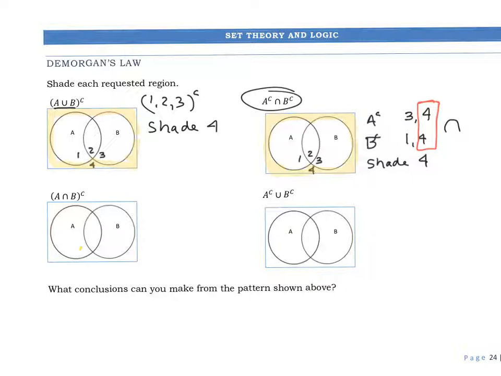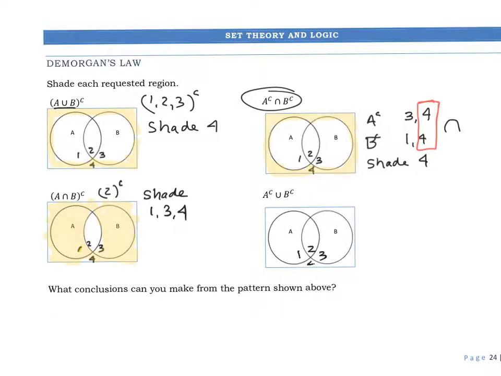So again, let's number our regions. So I want the intersection of A and B, but the complement of that. So the intersection of A and B is just region 2. So it's what they both have in common, but I want the complement of that. So that means I will be shading regions 1, 3, and 4. So I'll be shading everything but region 2. So let's do that real quickly. Okay, and perhaps you can predict what will happen next.